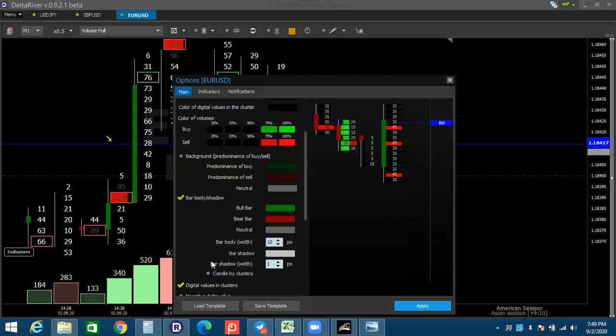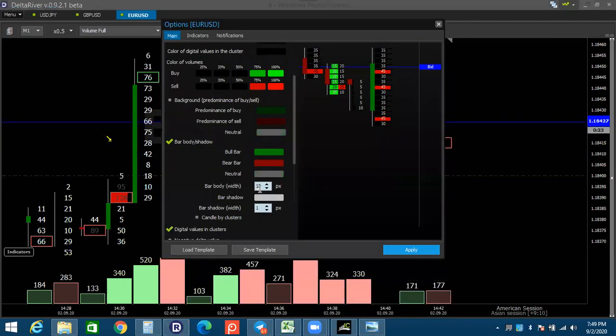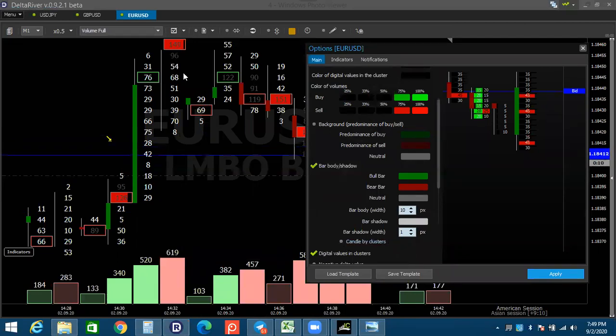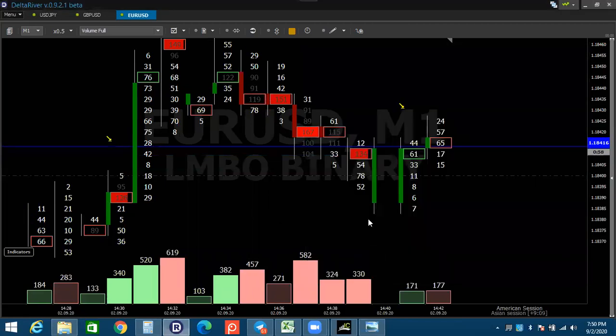If you place this option here, you can change the size of the candle and the size of the wick. Okay, if you place 10 and 1, it's good for the size. And here there is candle by clusters. So the candle will change shape. Now you just look at the candles, and now I'm applying this candle cluster. You will see the shapes will be changed. These wicks will be filled. Okay, what happened?